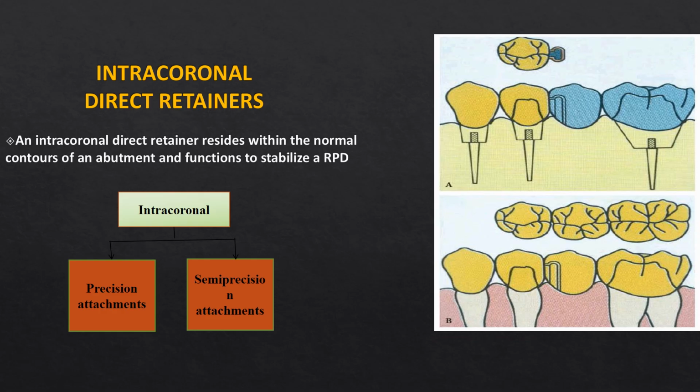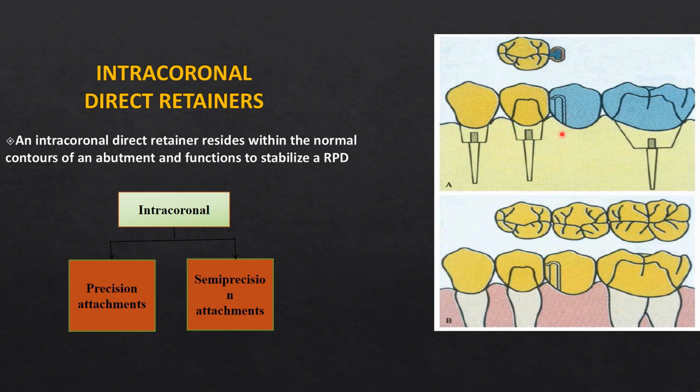So intracoronal direct retainers, as I said, are basically precision attachments or semi-precision attachments that are incorporated within the contour of a tooth. Here we can see a crown, and this has one portion known as the male portion attached to the crown, and the female portion, the other portion, is incorporated into the cast partial framework. It is also known as tenon or mortise. The male part is known as tenon and the female part is known as mortise, or it may just be called the male and female part.